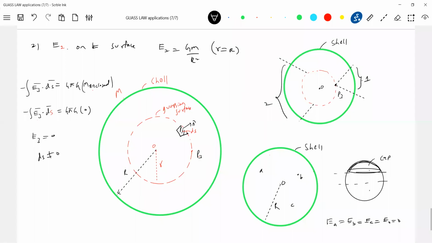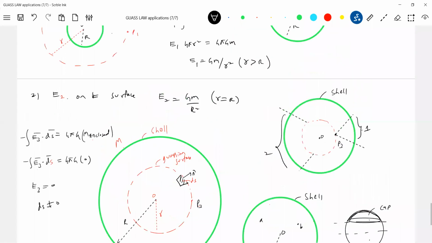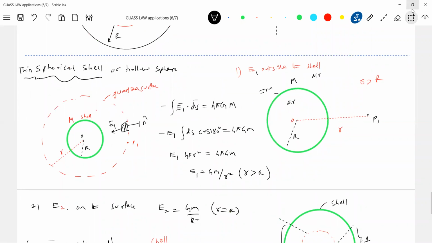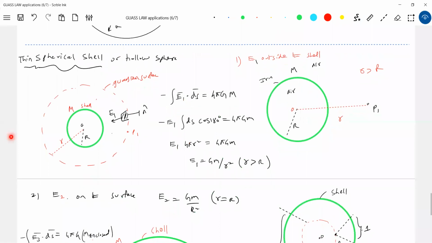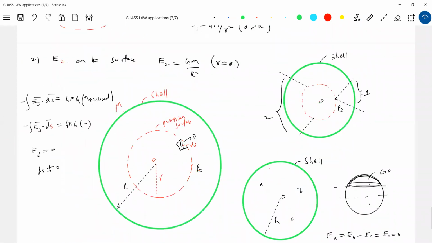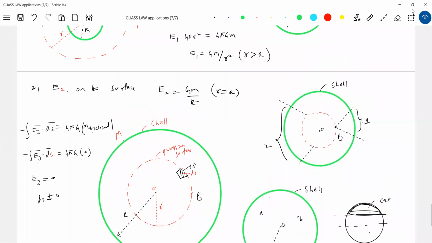So if you are interested, sir, how to find out mathematically by integration? What you should do is assume a ring here. Then due to this ring, what is the field at point P1? Elemental ring. Then integrate, you'll get the total field. If you have sufficient time, you can try that one. I think I'll wind up. 8:10 it is. Tomorrow we'll continue from here.